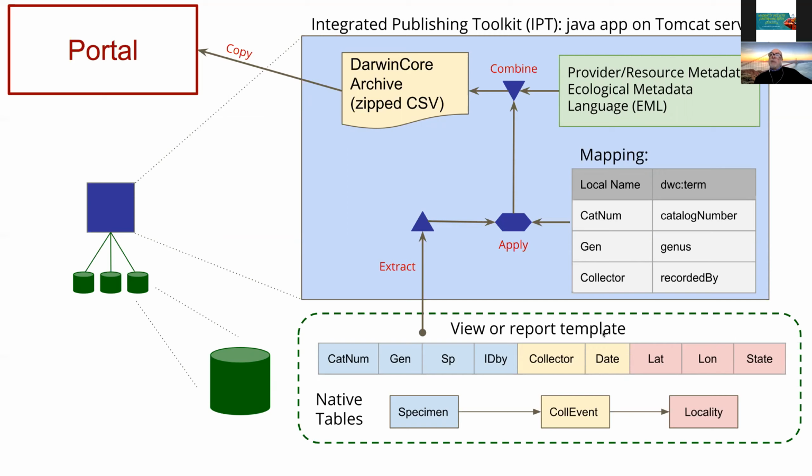You map your local field names to the data standard names, and then you combine that with some basic metadata about that resource, some of the administrative data, what the coverage is, who the manager is, and all this kind of stuff. You put that together, and it all gets zipped up in a Darwin Core archive as a comma-separated values file, and that gets copied to the portal. And that's a much more efficient process than we were getting with the distributed query systems. So that's how the IPT works.